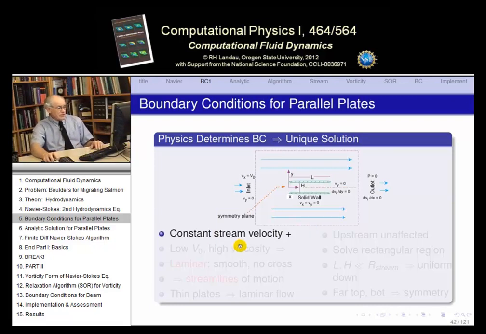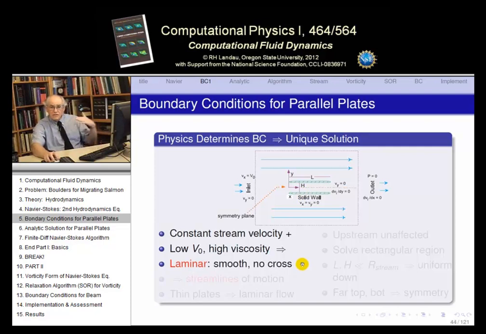We're saying that we have a constant stream velocity in the positive x direction. So the stream is moving here in the x direction all the time, constant. So up above and down below, there are no changes. We assume we have low velocity and high viscosity. And that means that it's not moving so fast that turbulence is set up, and the viscosity is large enough so that the fluid sort of holds itself together. Okay, it sticks to the walls a bit, and we have laminar flow.